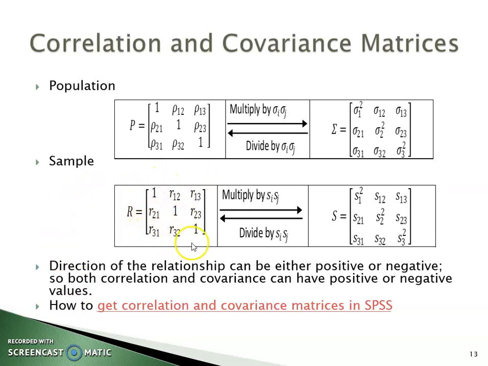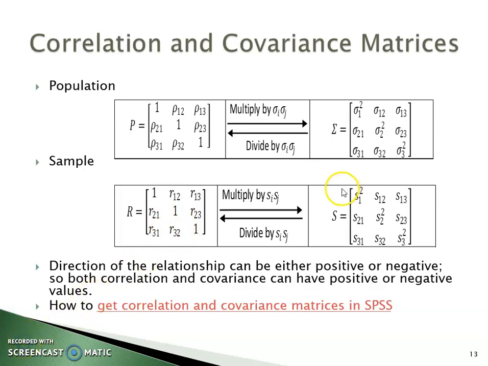This is our correlation matrix. Imagine in your data set you have three variables, x1, x2, and x3. So you put them here and put them here. This tells you this is the correlation between x1 and x2. This is the correlation between x1 and x3. This is the correlation between x2 and x3.